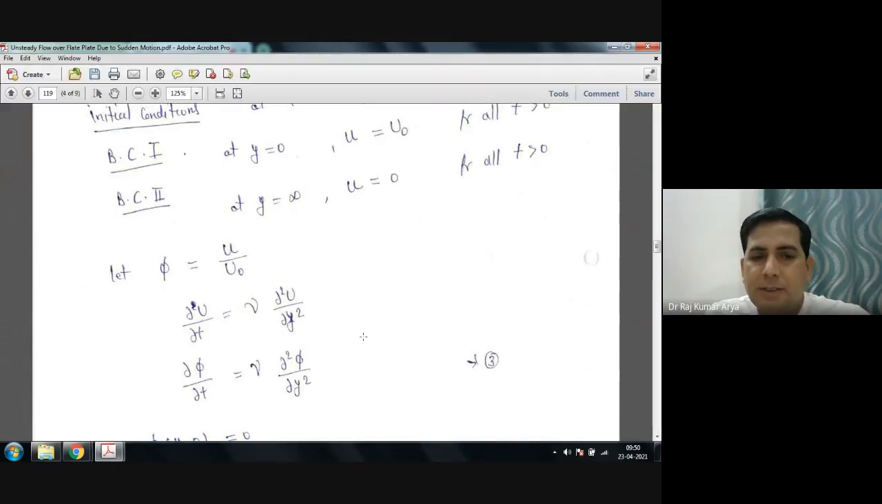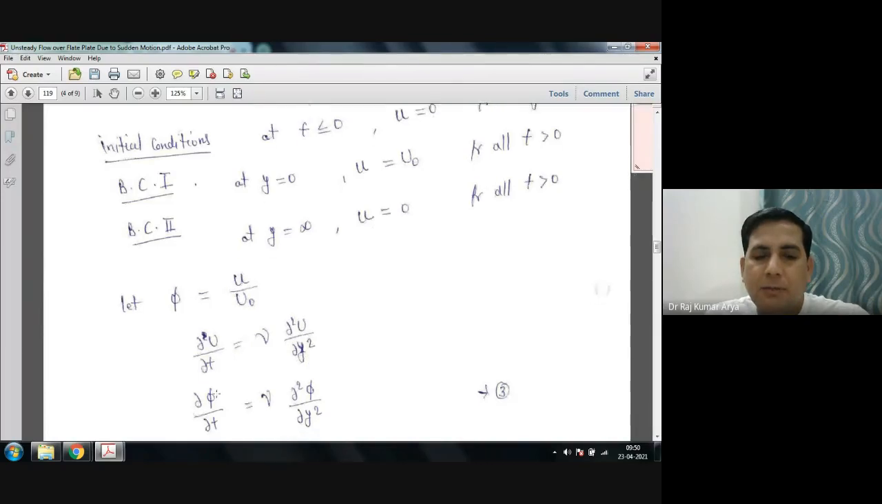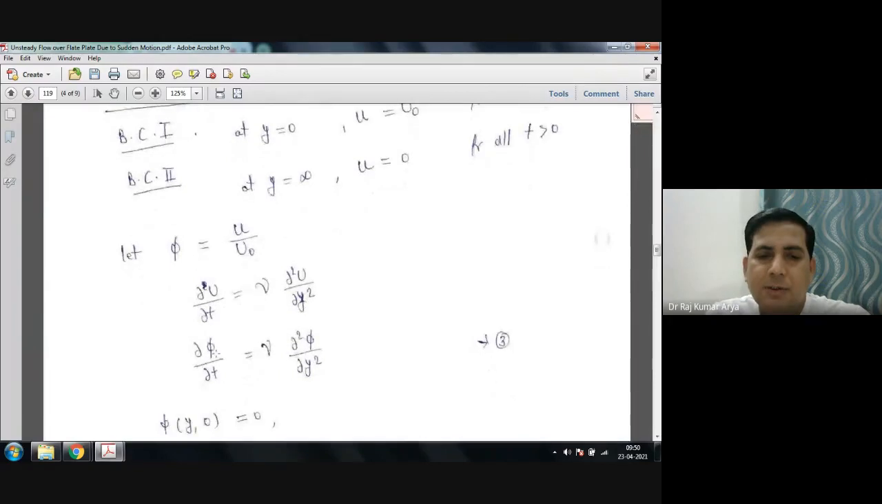Based on that, you can substitute this in your original equation. The original equation was del u upon del t equals nu del square u upon del y square. So in that case, you are substituting phi times u naught in place of u. If you substitute that, you will get del phi upon del t equals nu del square phi upon del y square. So here nothing has changed much.